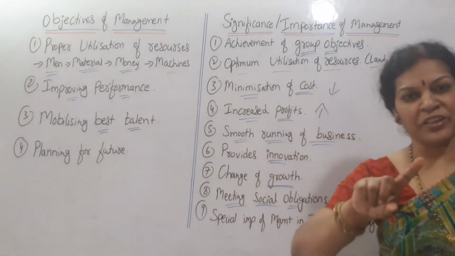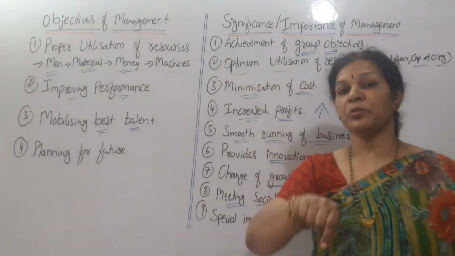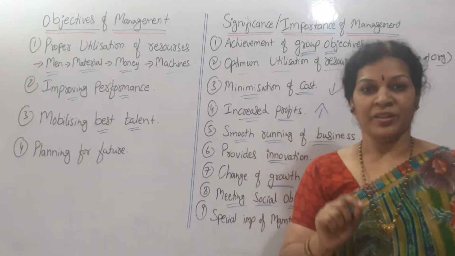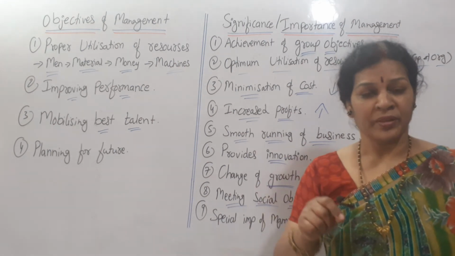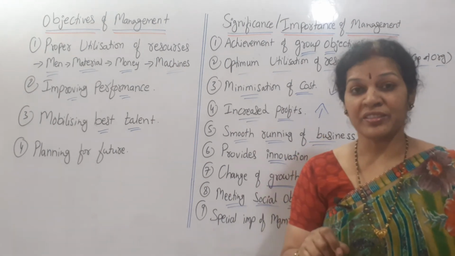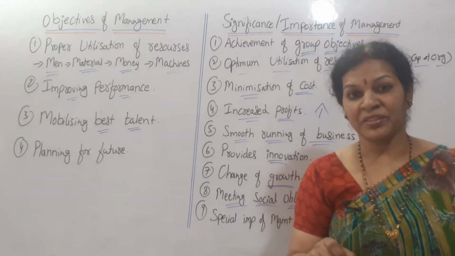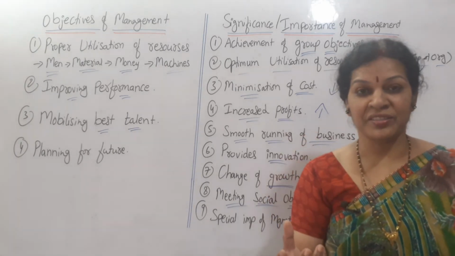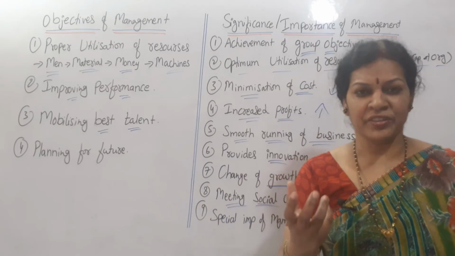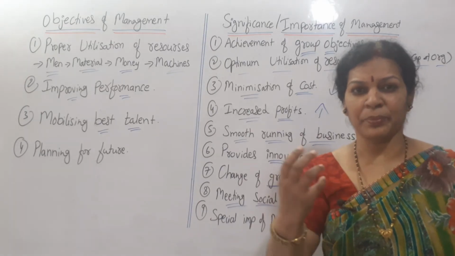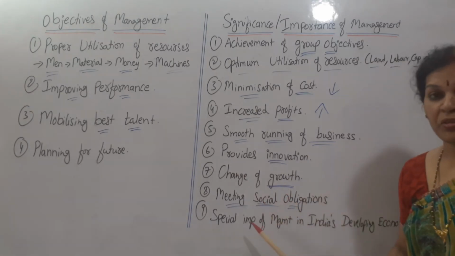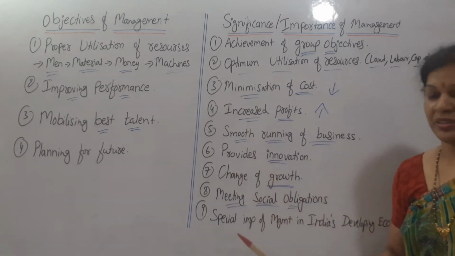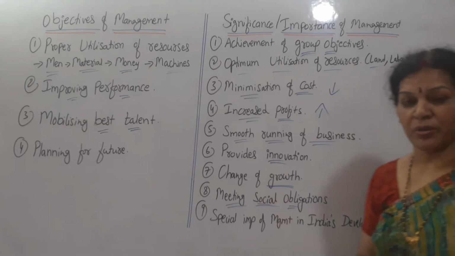First thing is that management or any organization is related to social welfare by giving products at cheap rate, by giving quality products and giving employment, and also raising funds and paying taxes to the government. In that way a social responsibility is also being completed by the management. That's what we call meeting social obligations.